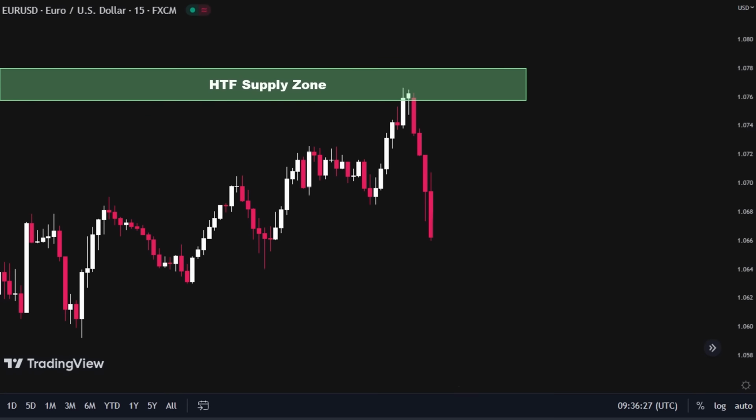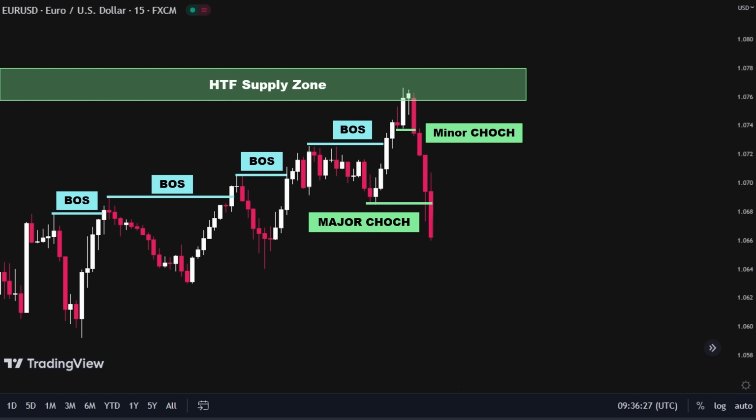So, here on our price chart, we have the Euro-Dollar 15-minute time frame. As you can see, price created a series of bullish BOSs until it reached the higher time frame's supply zone. Price hit and reversed from this zone, and also created minor and major chalks.